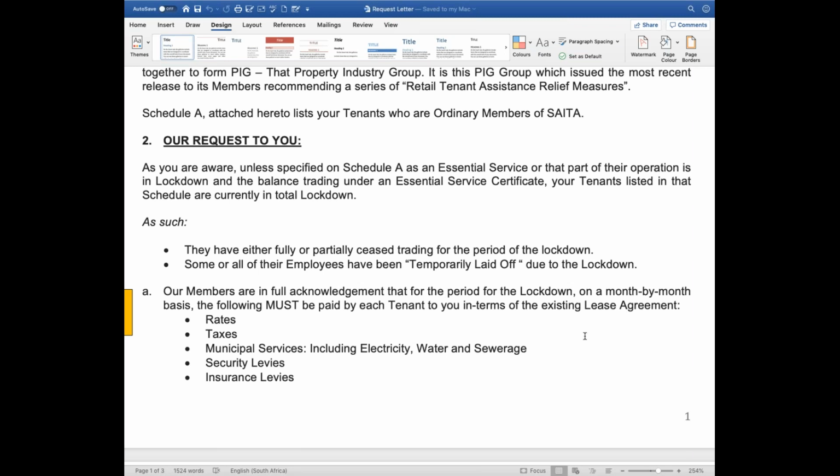Now, ladies and gentlemen, I have received comments from some of you that some of these are problematic and you wouldn't want to pay them. So let's just complete this list so that you are comfortable with what we're saying. What's included so far is rates, taxes, municipal services, including electricity, water, and sewage, security levies, and insurance levies. As the first section where we're actually tendering these payments, is there anything that should be added or taken out from that list?